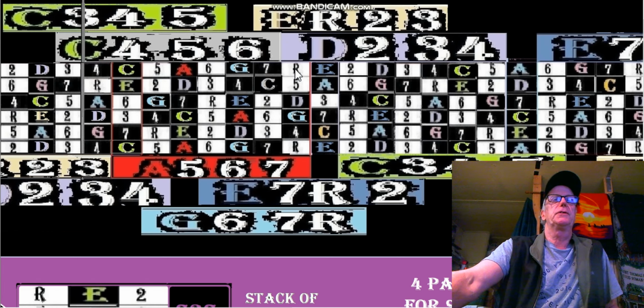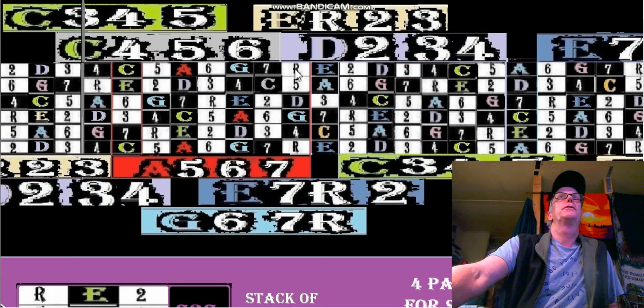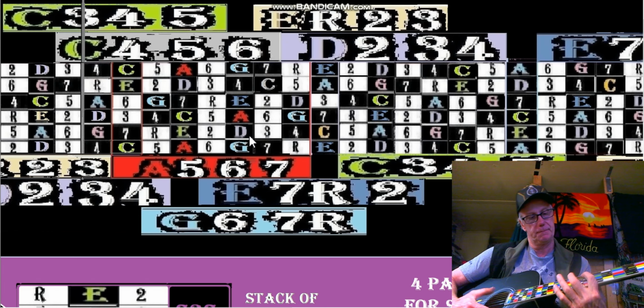What comes after 6, 7, root? 2, 3, 4, right? Just keep counting. Where's 2, 3, 4? It's over here. Where's 2, 3, 4? It's here, but it wasn't in the build that we just played. That's play away.